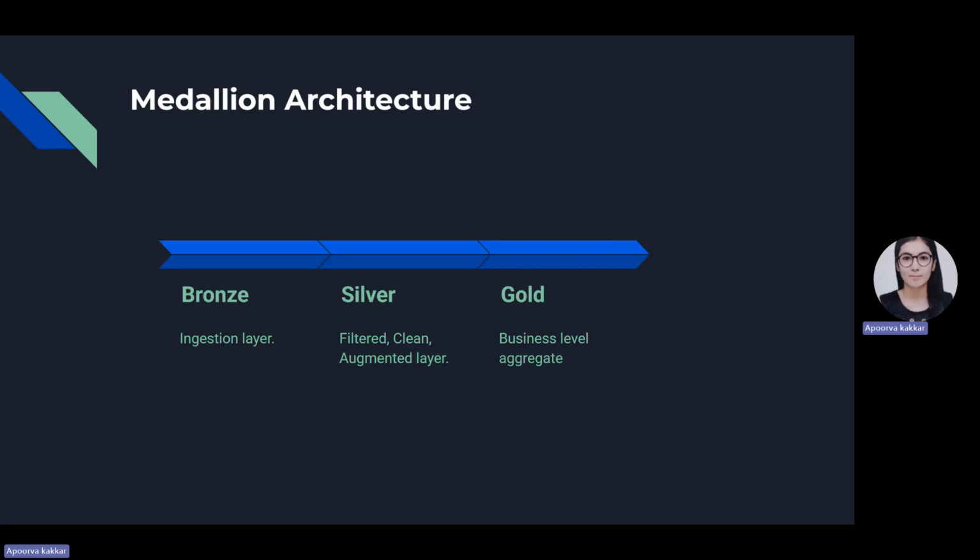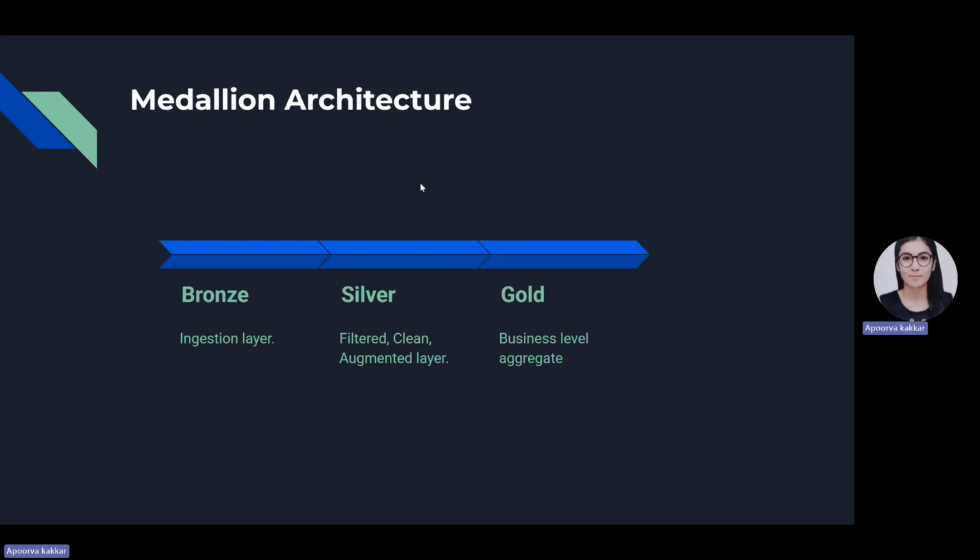These are increasing in structure and quality of the data. So this bronze layer is the ingestion layer which maintains the raw state of the data source. And the silver layer contains filtered, clean, and augmented data. So the data from the bronze layer is filtered to convert it to the silver layer.